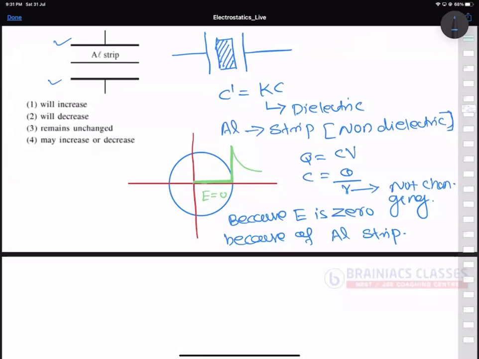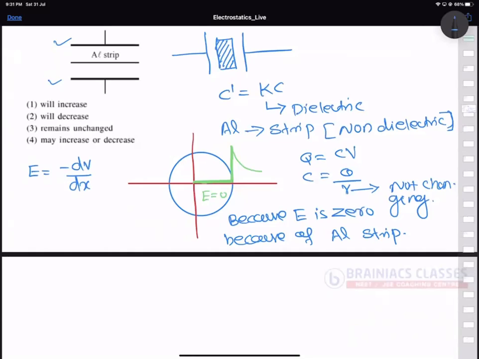Charge in the upper plate and lower plate is constant, so potential has no impact at all, because aluminium does not give any electric field; the electric field inside a conductor is equal to zero. You know the relation between electric field and potential: electric field equals minus dV by dx.